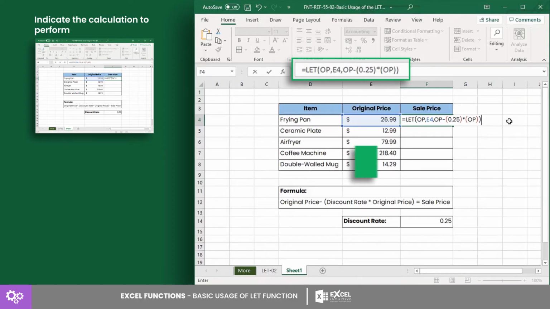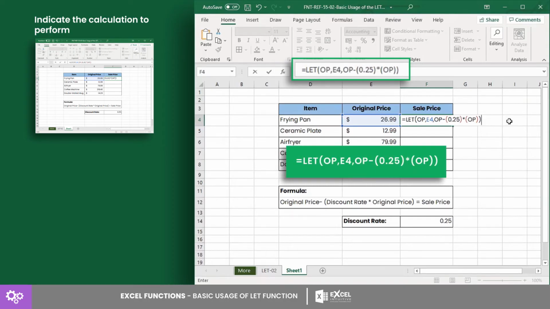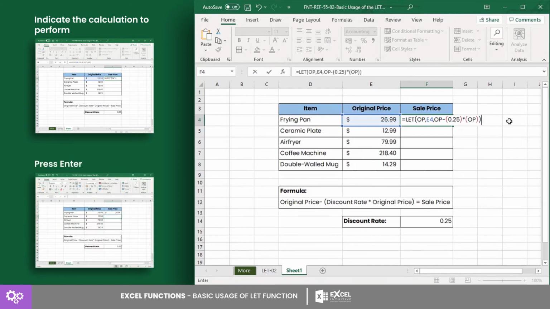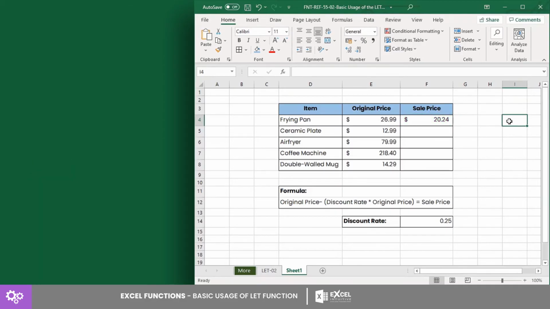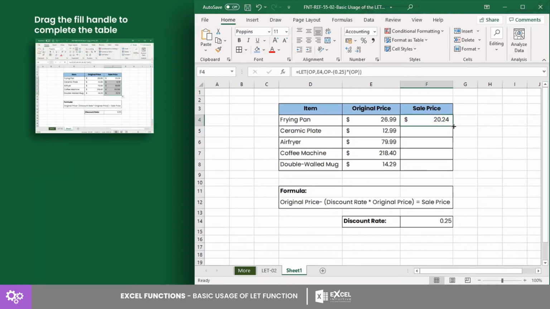Therefore, the final LET equation is. Then, press Enter. And we get $20.24 as the sales price of the frying pan. Now, drag the fill handle to complete the table. And that's it for the LET function.